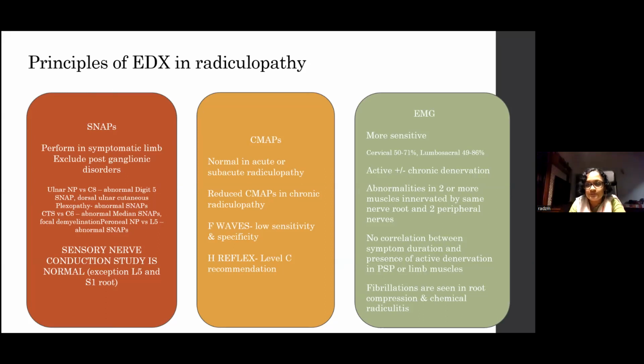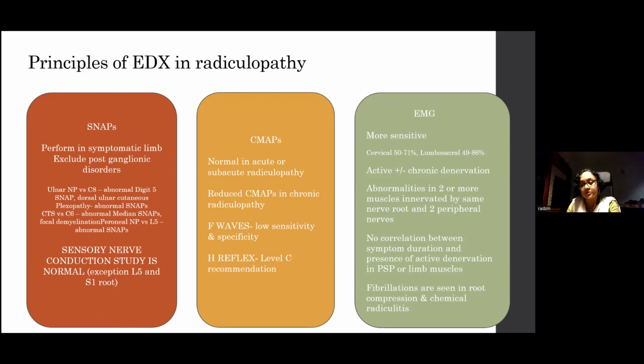And the role of EMG, the principle, what you need to try and do is demonstrate abnormalities in two or more muscles innervated by the same nerve root and two peripheral nerves. For example, to demonstrate a C8 radiculopathy, you need to show denervation in an ulnar innervated C8 muscle like FDI, for example, and a radial innervated C8 muscle, like extensor indicis proprius.